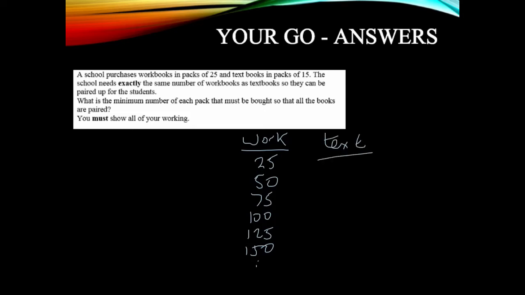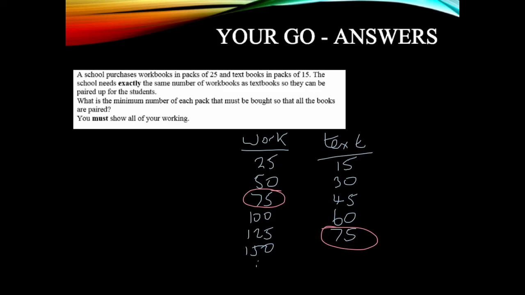Let's do the same with the textbooks. Let's do my 15 times table. So 15, 30, 45, 60, 75. Oh, 75. I've noticed here, 75. Now, if you're not confident doing adding up in 15s or in 25s, that's fine, and you can use the prime factor tree. You will get the same answers. This way, I think, is quite nice in terms of answering these questions.